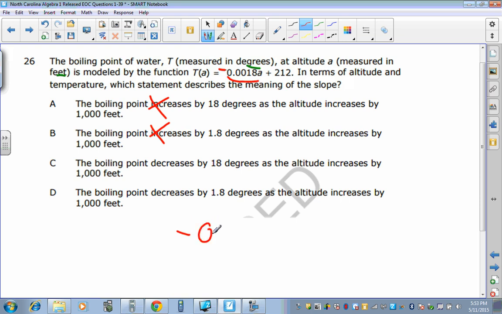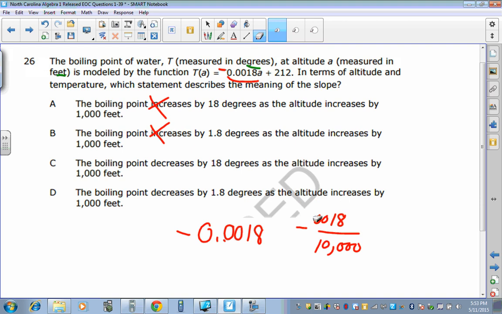It's -0.0018. Now they want us to base this on 1,000 feet. So what I'm going to do is write that as a decimal using our place value. This is tenths, hundredths, thousandths, ten-thousandths. So this is 18 over 10,000. So I can get rid of those leading zeros.